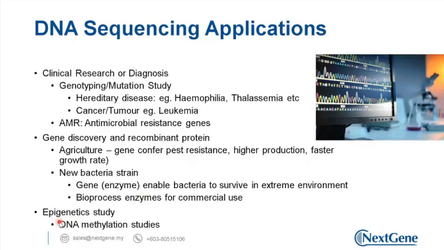Last but not least, DNA sequencing can be used for epigenetic study. When we talk about DNA epigenetic study, we are talking about the DNA methylation status. If the gene has been methylated, it might not be able to express, causing the turn off of the gene. And this sometimes can lead to certain diseases.